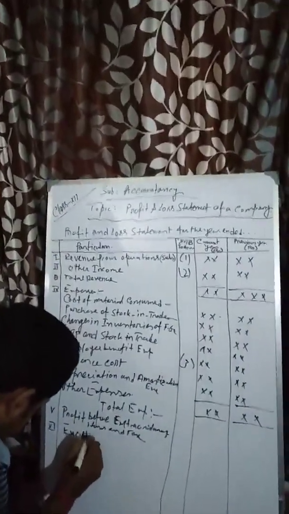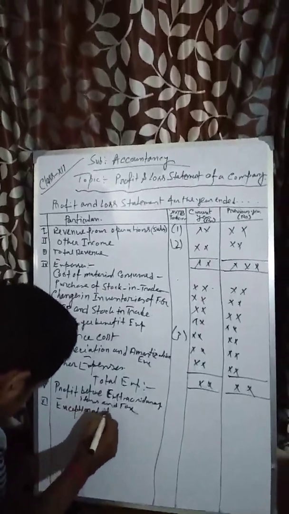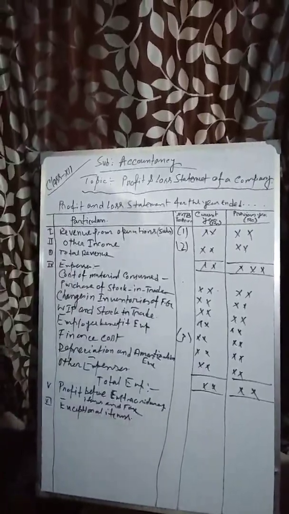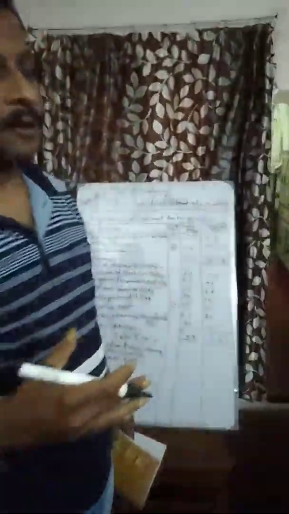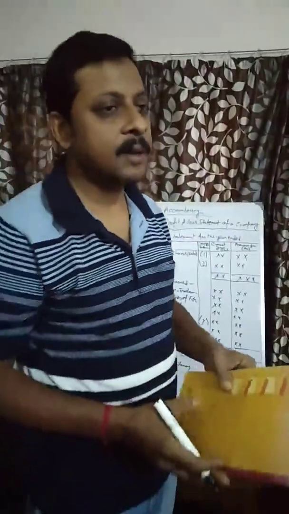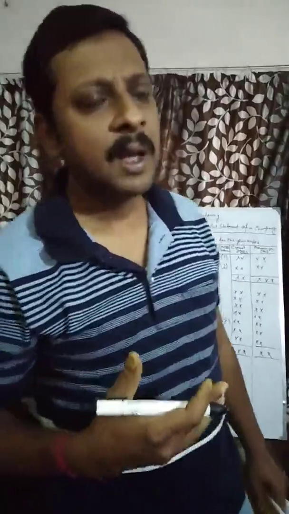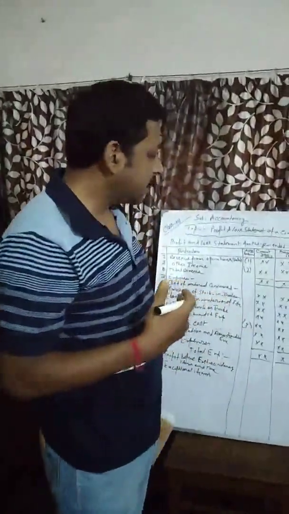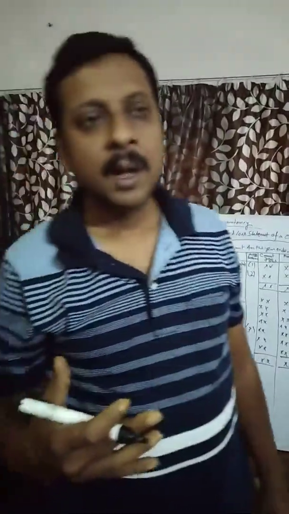Number 6 is exceptional item. Now what are exceptional items? Exceptional item means you cannot predict this item, it can happen. This is the same as an extraordinary item. There are some exceptional items which can come and be treated.